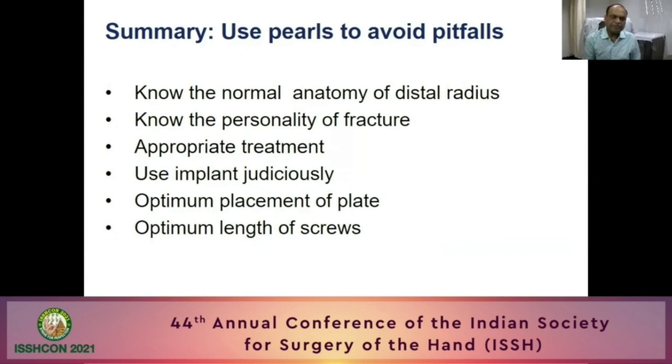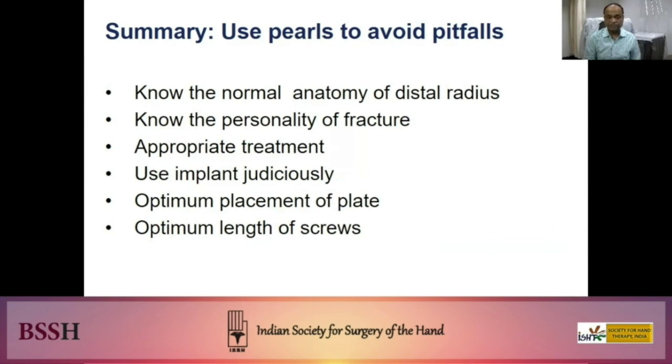So in summary, we must know the normal anatomy of the distal radius. We should know the personality of the fracture by doing proper X-ray views, and if needed, get the CT scan as well. We should choose the appropriate treatment depending upon the personality of the fracture, and the implants should be used very, very judiciously. If K-wire is required, only use K-wire fixation. If one plate is required, do one plate. More than one plate is required, do more than one plate.